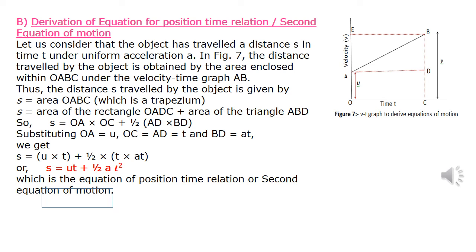Now the area of the rectangle is given by OA into OC, and the area of the triangle is half into base into altitude, that is half into AD into BD. OA is equal to u, OC is equal to AD is equal to t, and BD we have already calculated in the previous derivation to be at. Substituting all the values, we get s is equal to ut plus half into t into at. Finally, by reducing, we get s is equal to ut plus half at square.